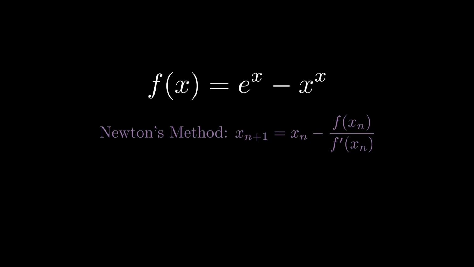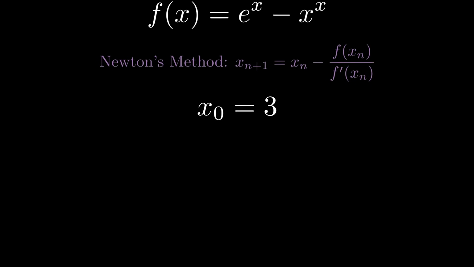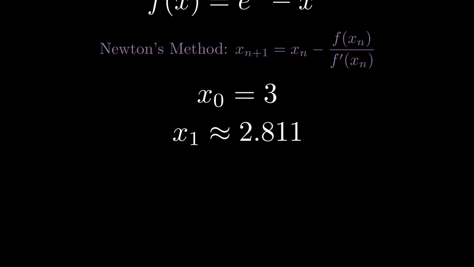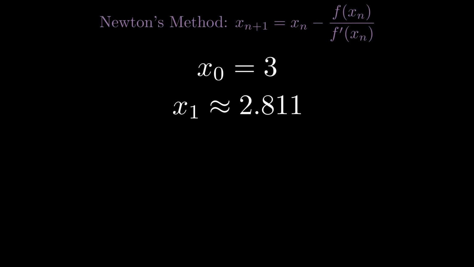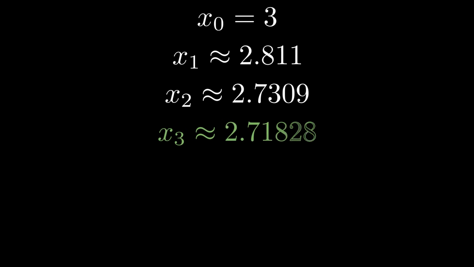Newton's method gives us a way to zero in on solutions iteratively. I won't go through the derivative calculation, but let's watch what happens. Starting with an initial guess of 3, the first iteration gives us about 2.811, then 2.7309. And after just a few more steps, we converge right to e. So the numerical approach confirms what we found algebraically.